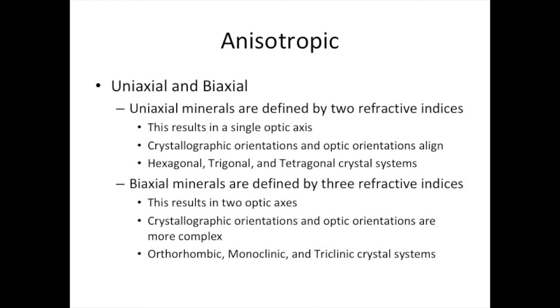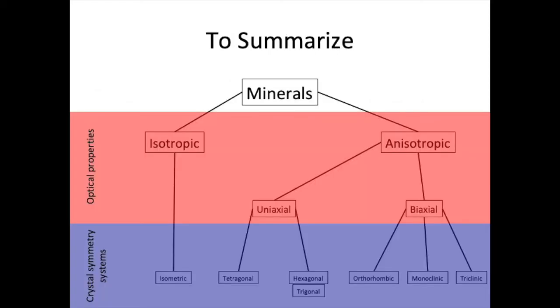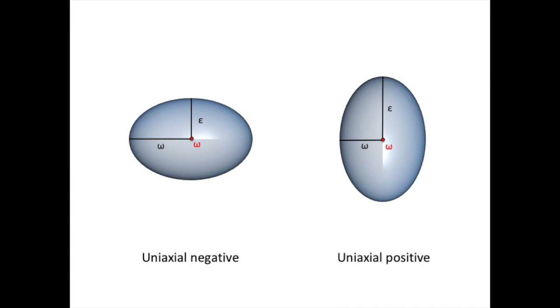If we can identify a substance as uniaxial, we know it has to belong to either the hexagonal, trigonal, or tetragonal crystal system. Here's that summarized in a chart. We also talked about how we can subdivide uniaxial materials into two different groups, those which are uniaxial negative, where omega is greater than epsilon, and those which are uniaxial positive, where epsilon is greater than omega.